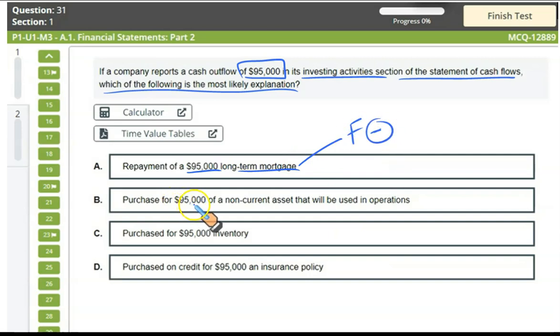Purchase for $95,000 of a non-current asset, property, plant and equipment that will be used in operations. You have acquired a property, plant and equipment. It is an investing outflow, and this is the right option. This is an investing outflow. That's what we're looking for.